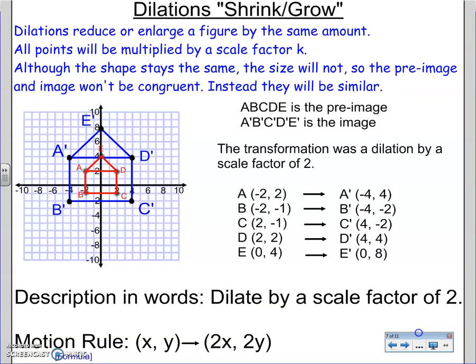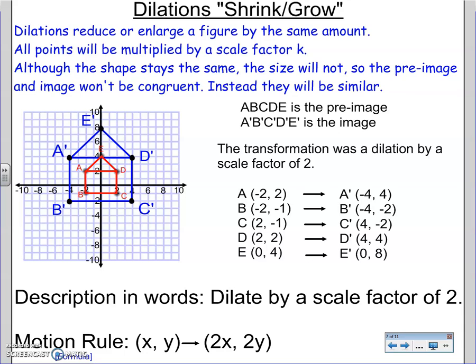We have dilations. That's a shrink or grow. Dilations reduce or enlarge a figure by the same amount. Basically, all points will be multiplied by a scale factor k. Although the shape stays the same, the size is not the same, so the pre-image and image are no longer congruent. Instead, they'll be similar.